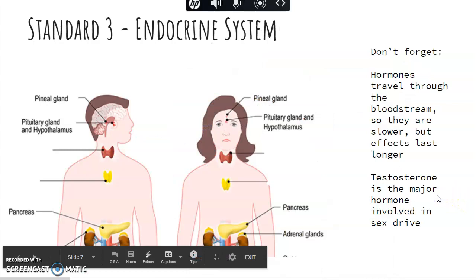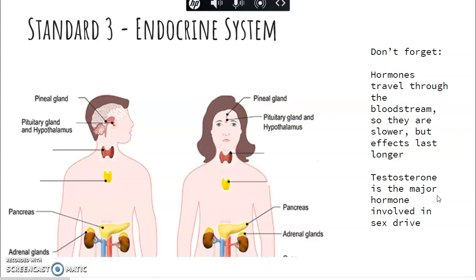Your endocrine system, know that hormones travel through the bloodstream so it's slower, but the effects last longer. Know that testosterone is the major hormone involved in the sex drive, always on the test. Pituitary gland is the master gland. The hypothalamus is the region of the brain that controls the glands. So it controls the pituitary, which secretes hormones to turn the other glands on and off, okay?